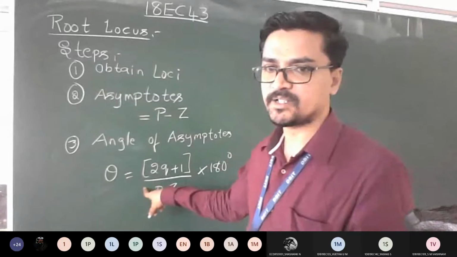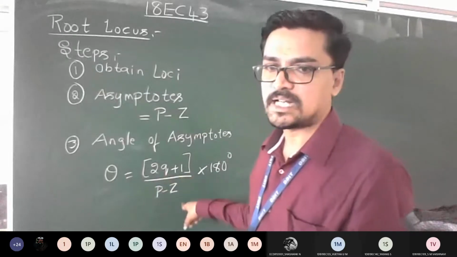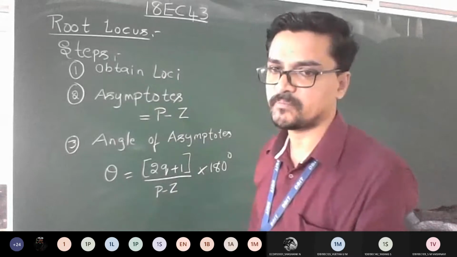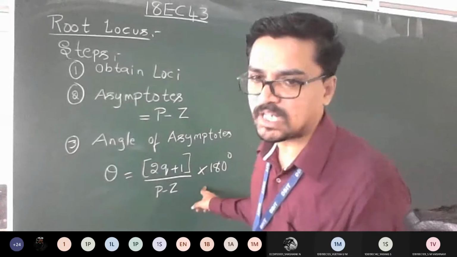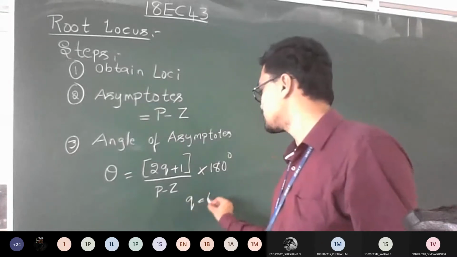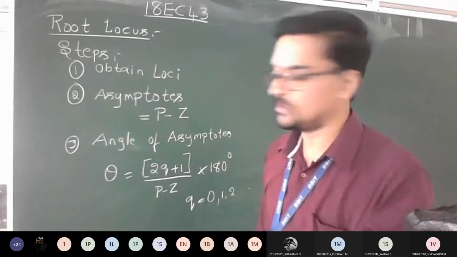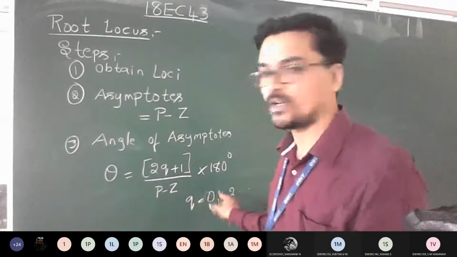Theta is equal to (2q plus 1) divided by P minus Z. P minus Z indicates the number of asymptotes. Then you need to multiply with an angle of 180 degrees. Your q will take the values 0, 1, 2, and so on.